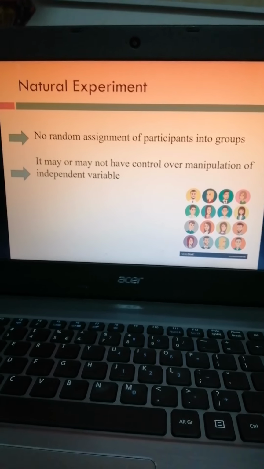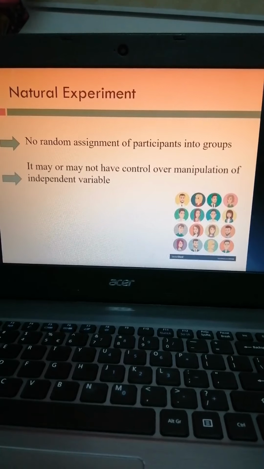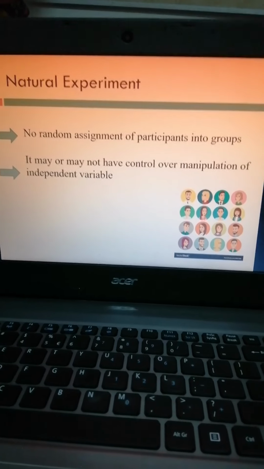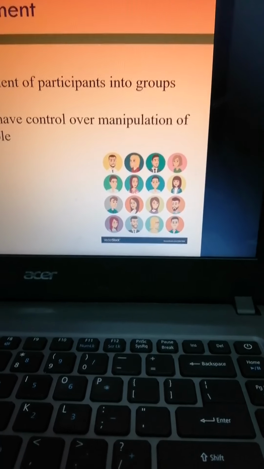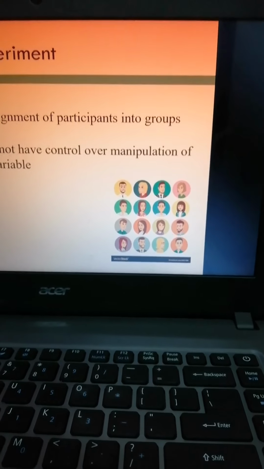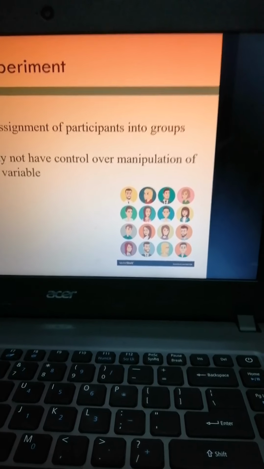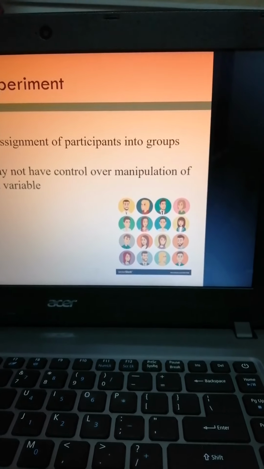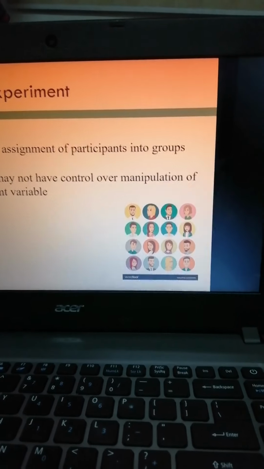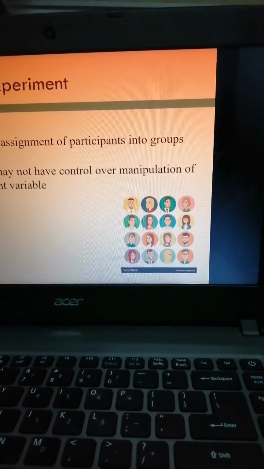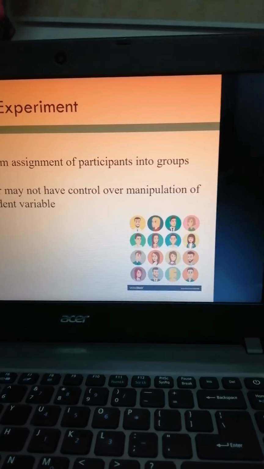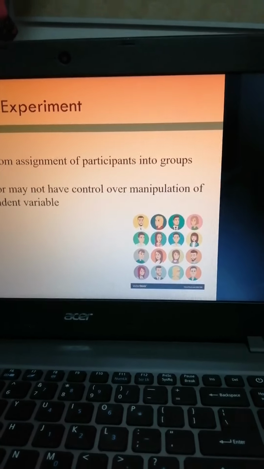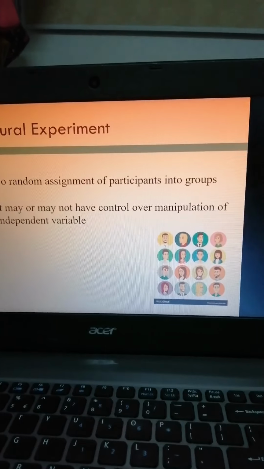And yeah, this is a recap, it may or may not have control over manipulation of the independent variable. So here I put the picture, male and female. Of course, for example, another example can be subject preferences on gender. So I can't have all male in one group and all female in the other group. It should be mixed, for example.